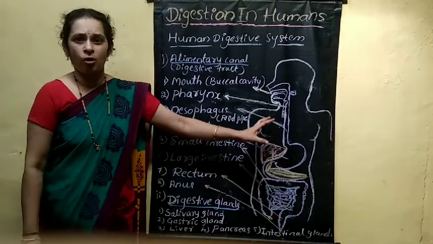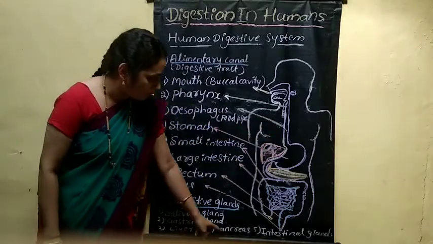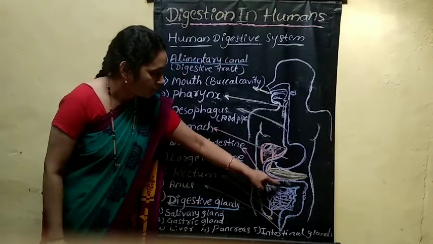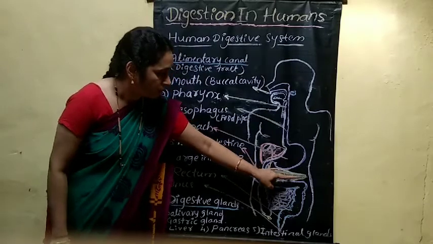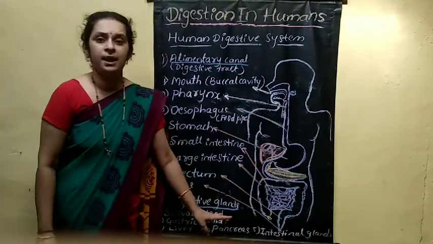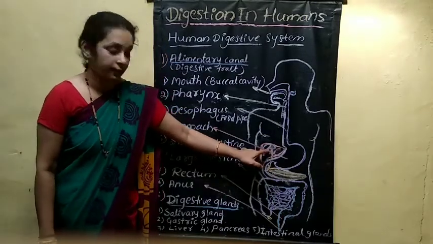We will discuss all the parts later. Liver, it is the largest. Then, below the stomach and above the large intestine, you will come across a cream-colored gland that is called the pancreas. This is pancreas. This is liver.